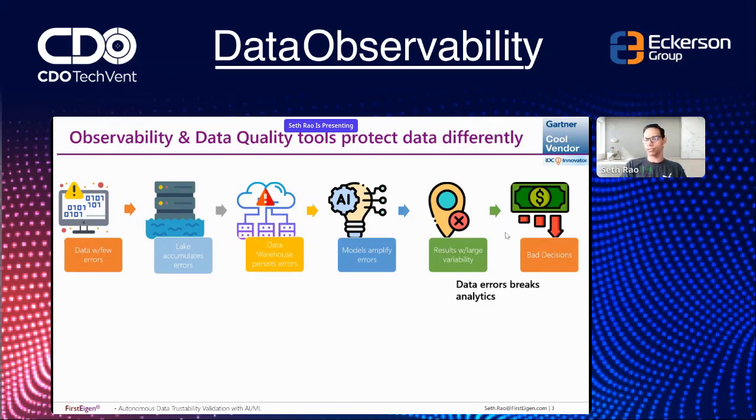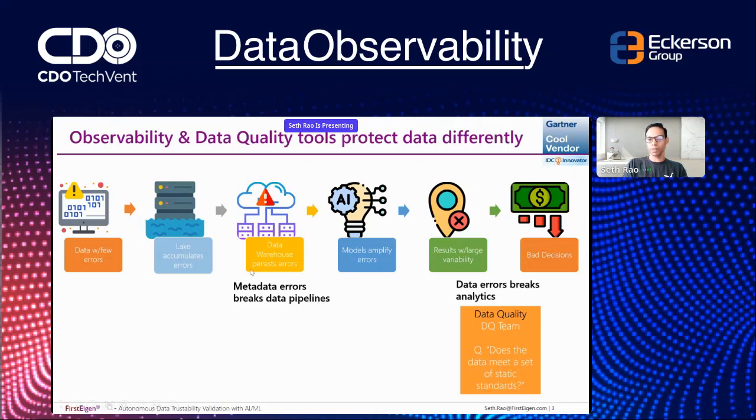There are two kinds of errors that contribute to bad decisions. The first is the data error itself, and those break down analytical models and analytical results. At the point of consumption, companies typically have data quality teams where they have a fixed set of rigid standard rules that they apply to the data to see if the data is acceptable. The second kind of errors are metadata errors, and these break data pipelines, and they are usually monitored much upfront.